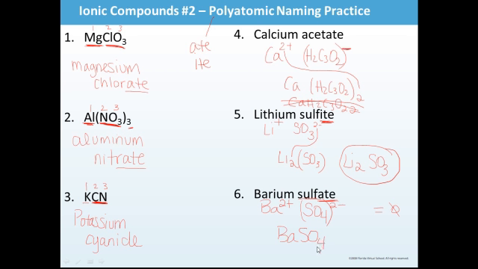A lot of students get confused by this because they're like, but I have 4. No, no, no, no, no. You have one of the sulfate groups. And in the sulfate group, yes, you have SO4. But you have only one of those groups. So oftentimes we will write it as BaSO4. Don't let that number confuse you.